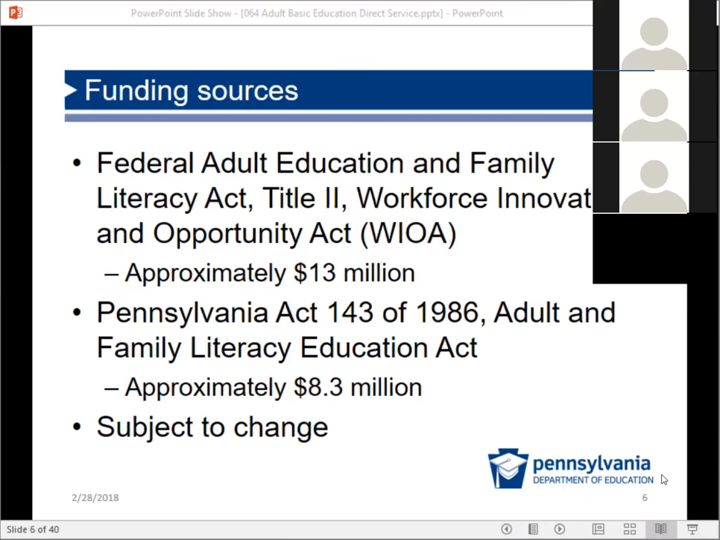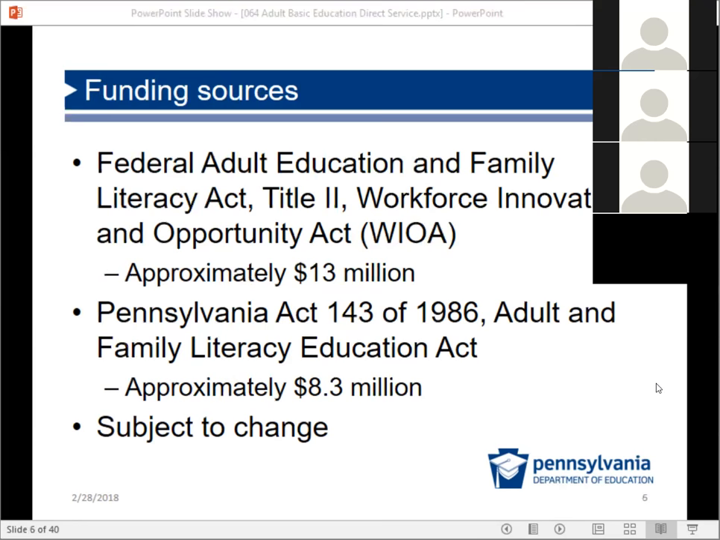The Federal Adult Education and Family Literacy Act, Title II of the Workforce Innovation and Opportunity Act, WIOA, provides funds to be awarded through the Pennsylvania Department of Education, Office of Postsecondary and Higher Education, Division of Adult Education, to provide adult basic education services throughout the state. The federal funding available for awards to provide adult basic education direct service programming through this competition is approximately $13 million.